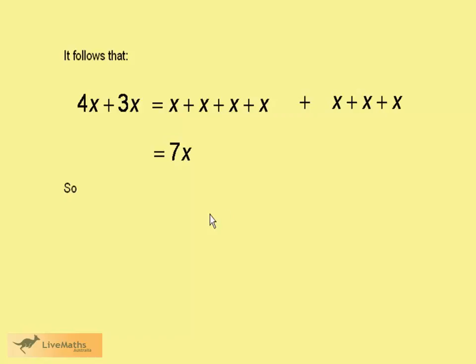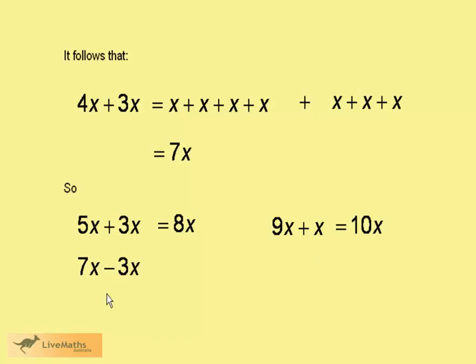So following on from this, 5x plus 3x would be 8x. 9x plus 1x would be 10x. Remember, x represents 1x. 7x take away 3x, so that's 7 x's take away 3 of them, would give us 4x. And 3x take away 1 single x would be 2x.